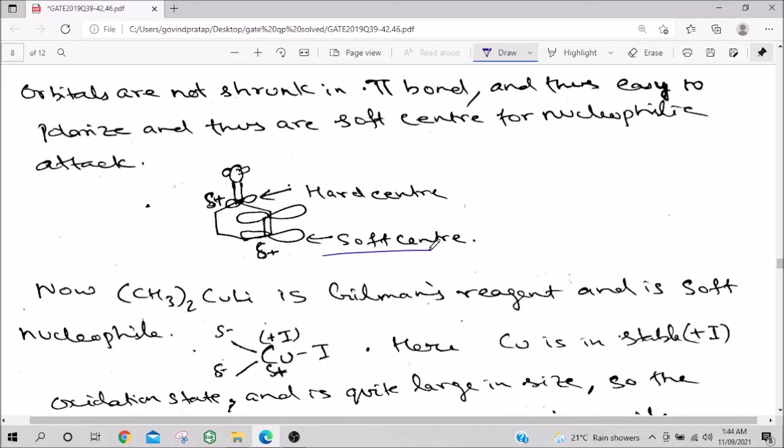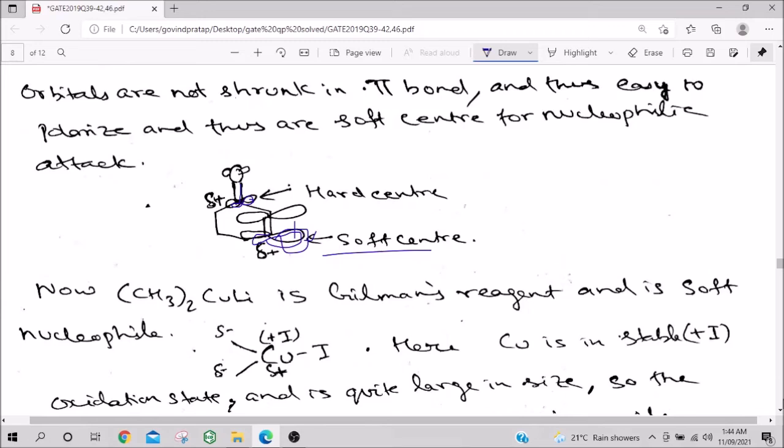Why is it soft? Here the pi bond is between carbon and oxygen. Oxygen is electronegative, so it pulls the electrons towards itself. So this lobe gets shrunk, so it is tough to polarize, so it is a hard center. Whereas here it is a p orbital. p orbitals are much bigger, okay? It's not attached directly to oxygen, but between two carbons. So they are much bigger. You can polarize them, so it is a soft center, okay?